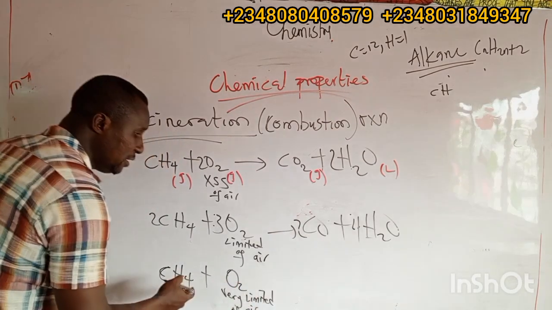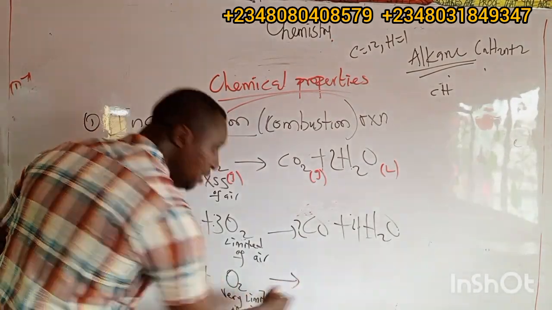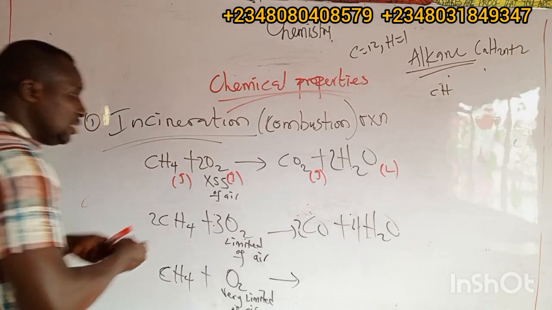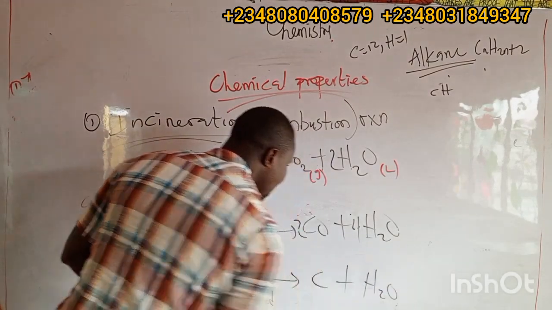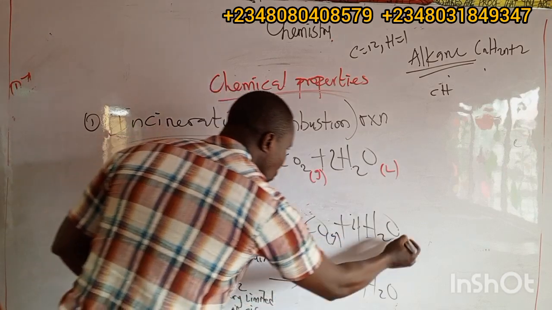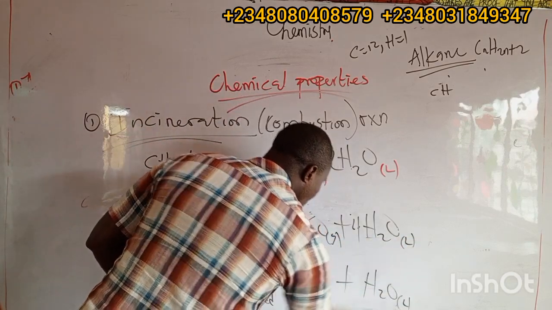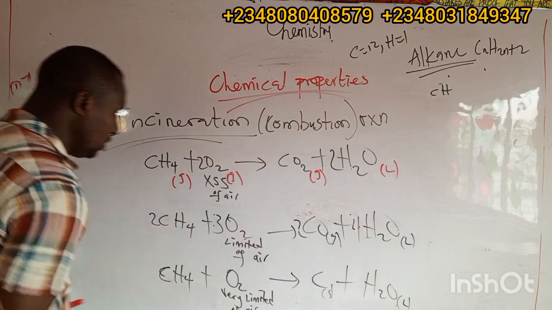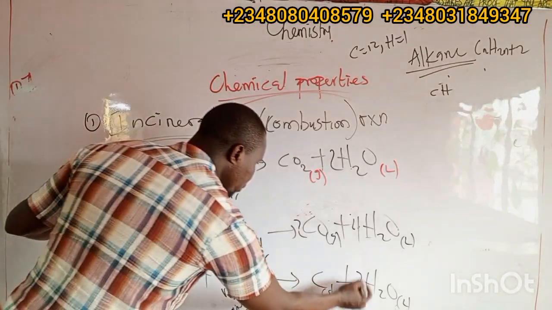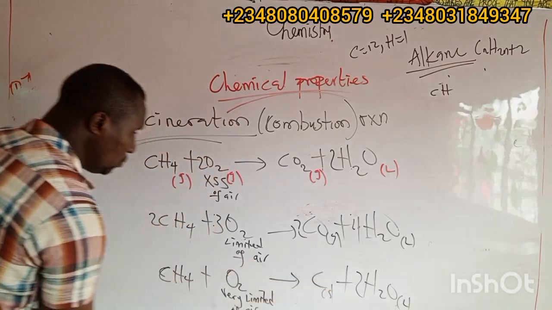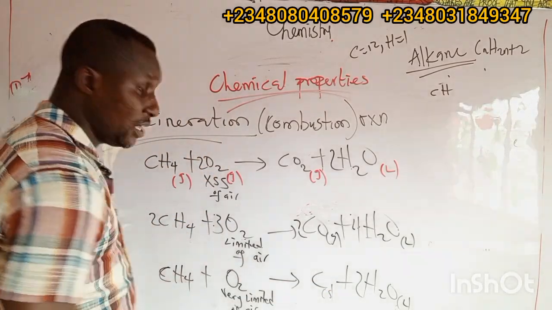Very, very limited supply of air. That means this one will give you carbon plus H2O. Carbon plus H2O. Balance the equation, put 2 here, and that is true. The equation is balanced. Take note of that.